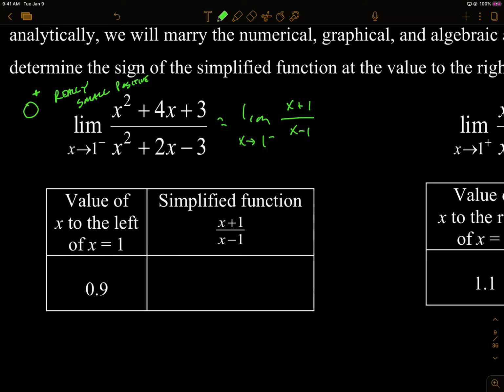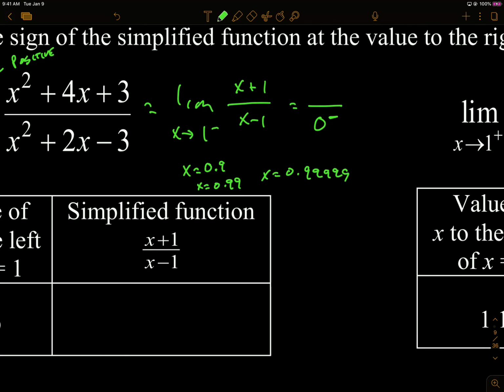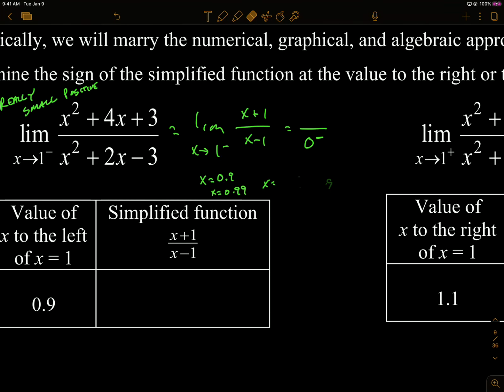So when I plug in a number coming up on 1 from the left, like say 0.9, I get a negative number on the bottom. So I'm going to say that's like a 0 negative. And the real thing you're supposed to do here is get even closer from the left. So like 0.99, I would still get a negative number. And then 0.99999, I'd still get a negative number. They would just keep getting smaller and smaller and smaller, okay?